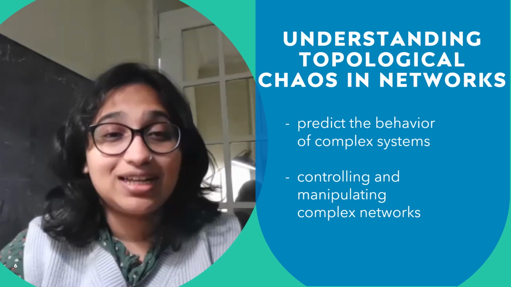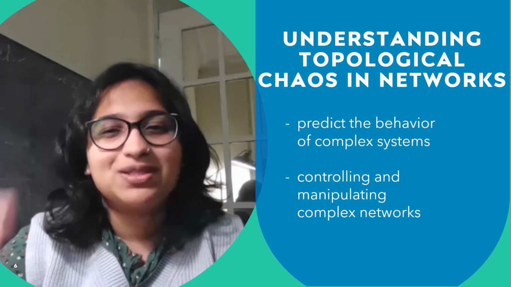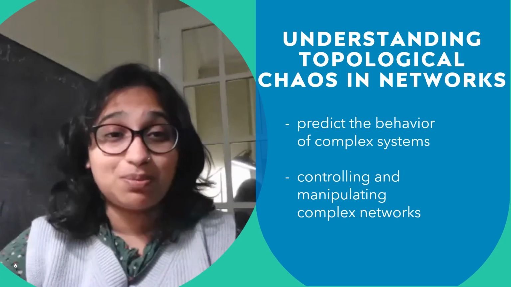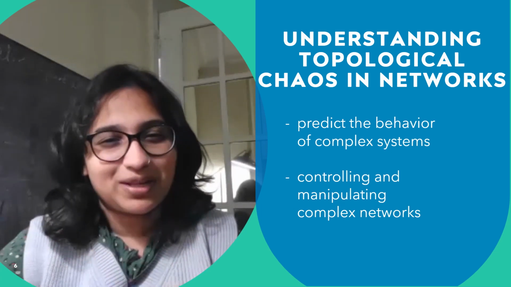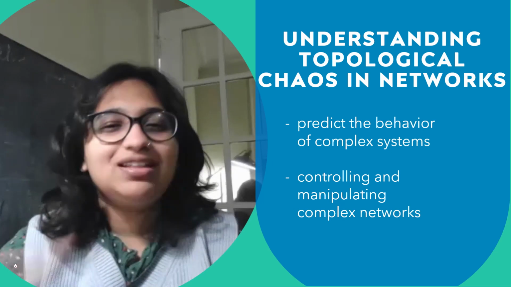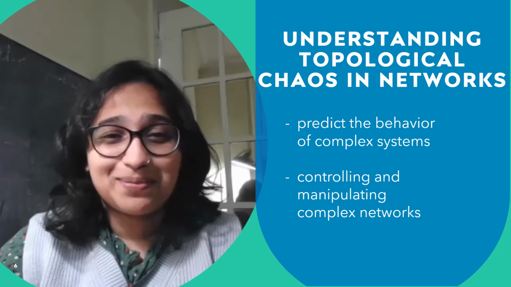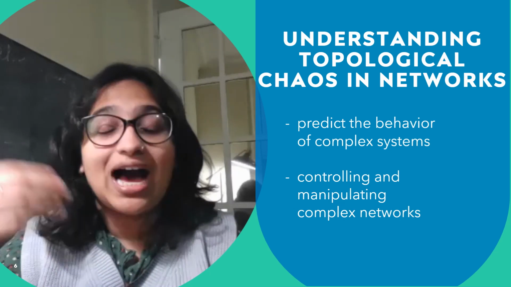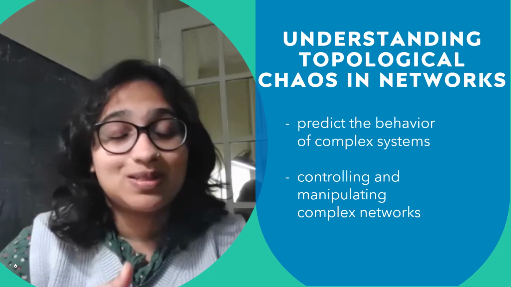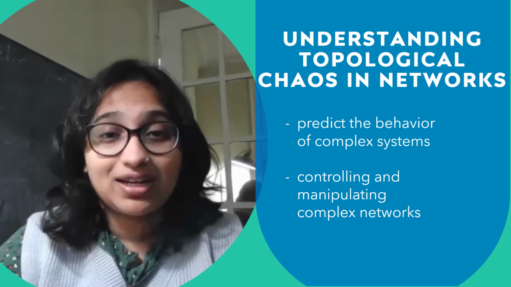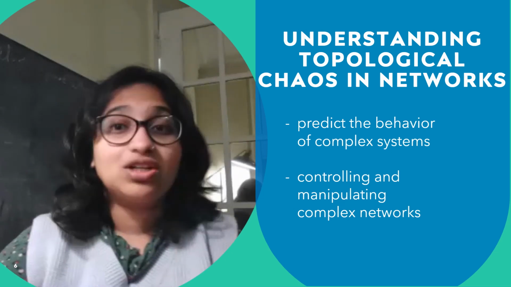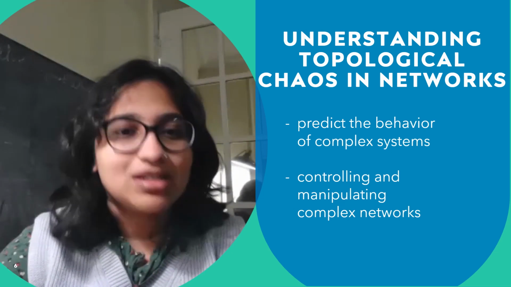Finally, understanding topological chaos can help us better understand the fundamental principles underlying complex systems in nature and how they evolve and adapt over time. By studying the behavior of complex systems, we can gain insights into how natural systems such as ecosystems and biological systems operate and how they are affected by external factors such as climate change and disease outbreaks.